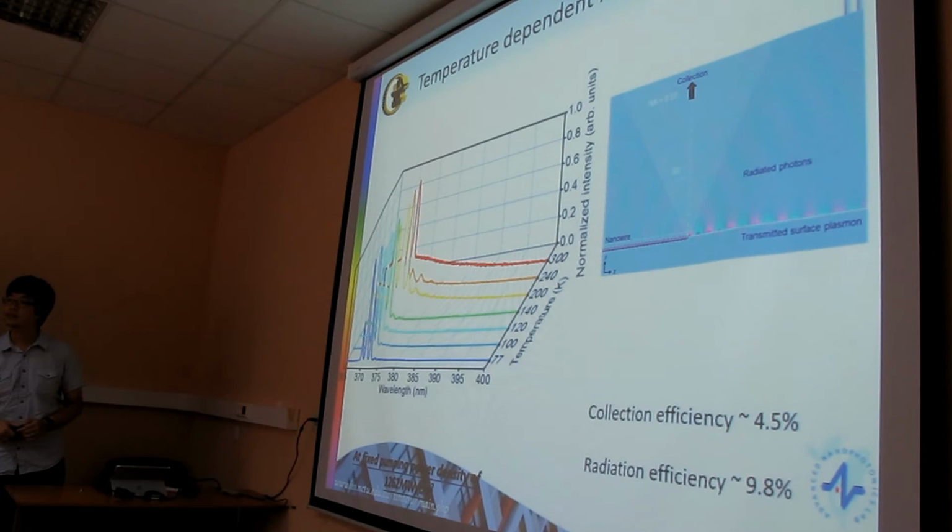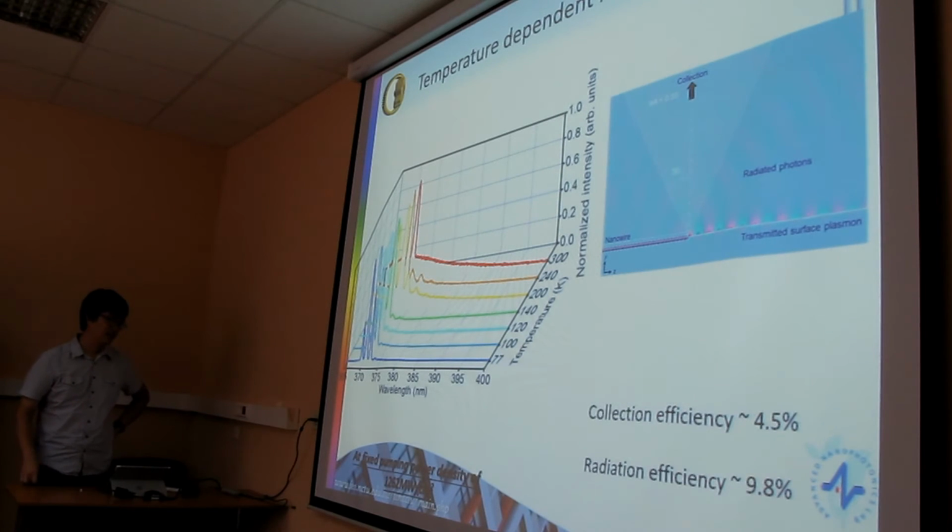You present normalized intensity, and the real decrease of the intensity from 77 to 300 K, how large? 10 times, 100 times, or 1,000 times? How large is the decrease of output intensity? It's about 1 to 20, about 20 times lower intensity. Yes.